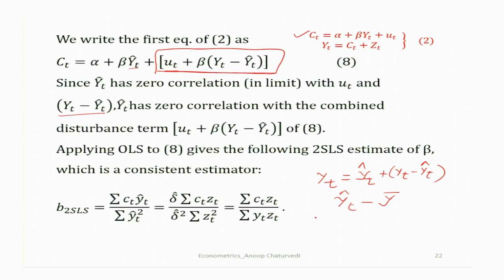In the denominator, you have delta hat summation z t square, and then we substitute the value of delta hat here. Delta hat is equal to summation y t z t divided by summation z t square, then you have into summation z t square. So, ultimately you get summation y t z t in the denominator. So, this is the two stage least squares estimator.